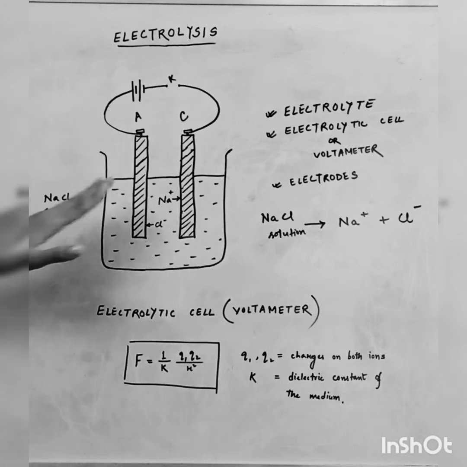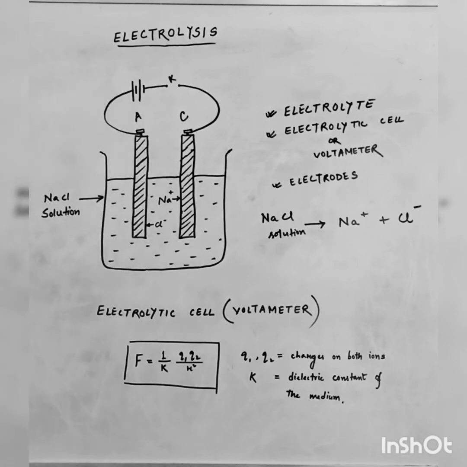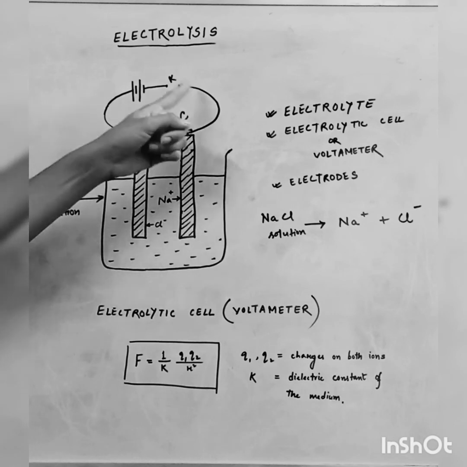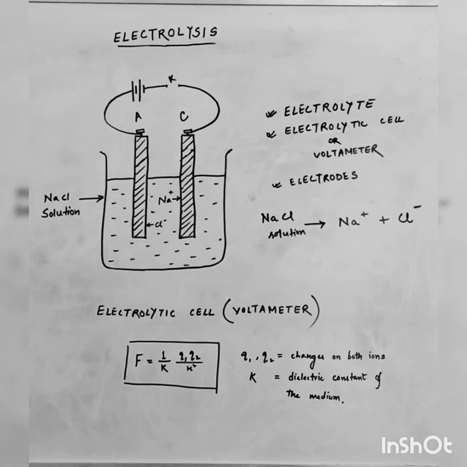The plate A, which is connected to the positive terminal of the battery, is called the anode, and the plate C, which is connected with the negative terminal of the battery, is called the cathode. And the whole process of electrolysis is based on the ionic theory or the theory of electrolytic dissociation, according to which the molecules of the electrolyte break up into two parts which are called ions.